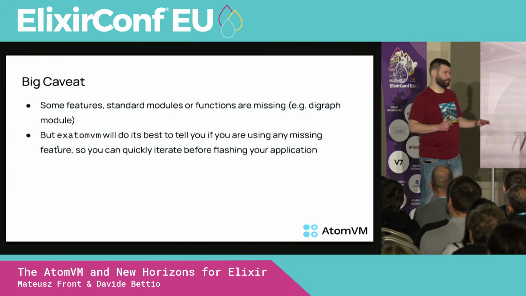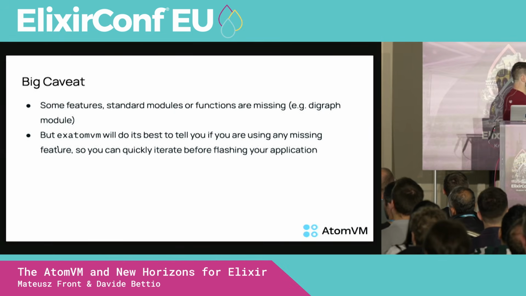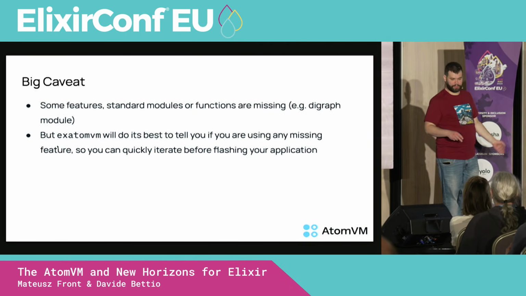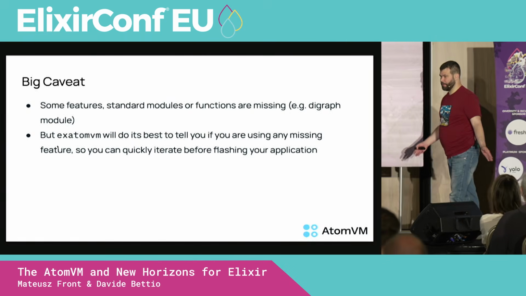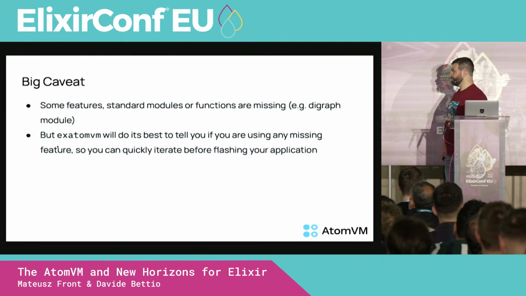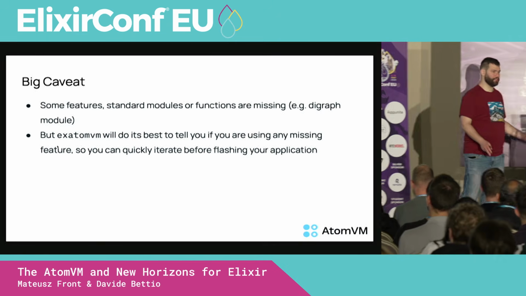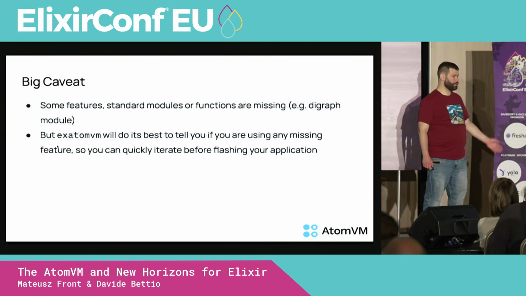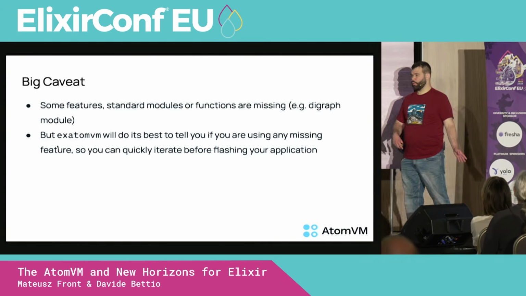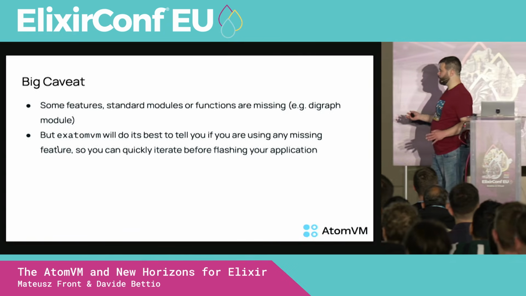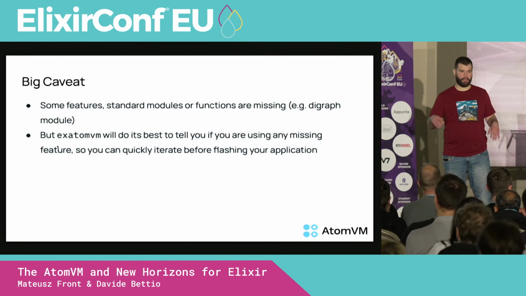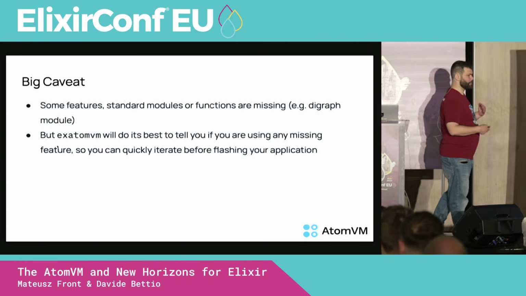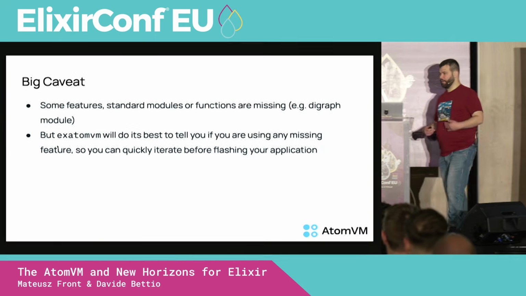And yeah, of course there are some caveats because we had to introduce some limitations. Some modules are missing, some functions are missing because, well, the flash memory is pretty limited. So if you look for the dgraph module, you will not find it. So you need to find some kind of solution. The good thing is that our tooling helps you find when you use something that is not supported. As soon as you try to flash, if you use something that is not supported, you get an error. So you can iterate in a very, very fast way.